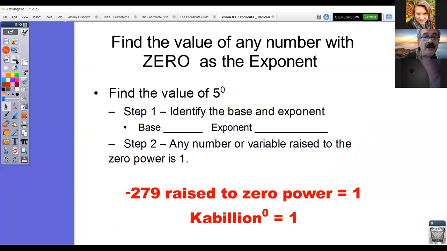Okay? So now what we need to do is think a little bit more about anything to the zero power. All right? So if we have 5 to the zero power, the base is 5, and the exponent is 0.